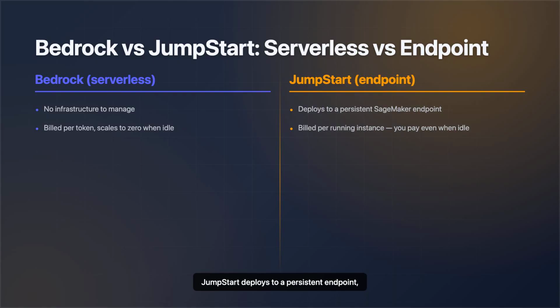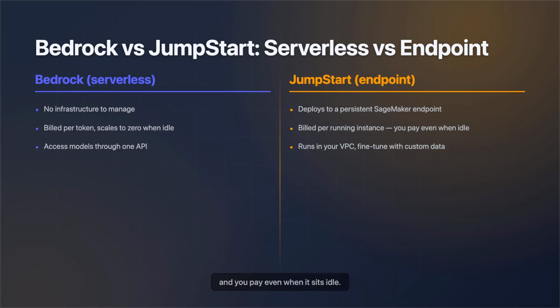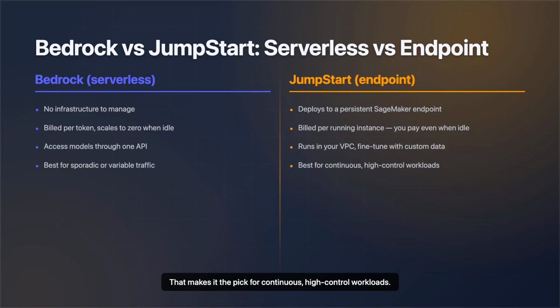JumpStart deploys to a persistent endpoint, so you're billed per running instance and you pay even when it sits idle. But it runs in your VPC and you can fine-tune with custom data. That makes it the pick for continuous, high-control workloads. Sporadic and simple leans Bedrock. Steady and customized leans JumpStart.